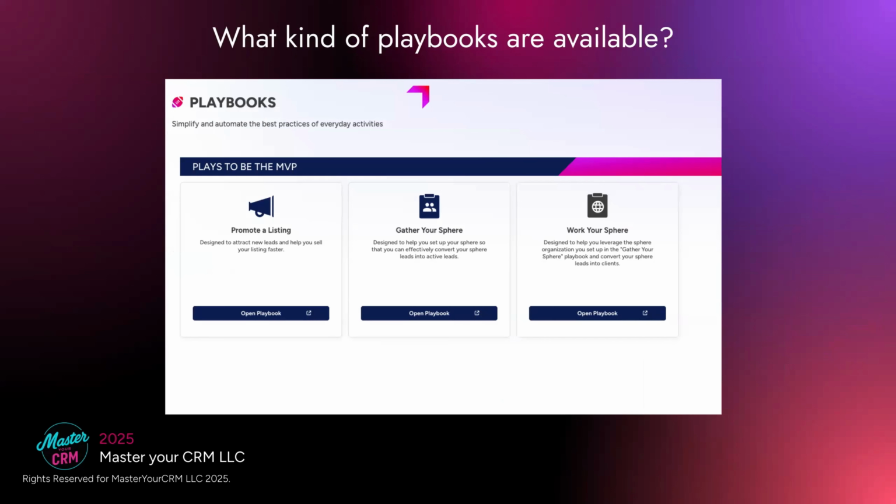And then let's talk about the 3 different types of playbooks that BoldTrail has in place for you. So we have Promote a Listing, which is why I said it's nice if you have a listing. Gather your sphere contacts, which is that CSV file I was talking about. So if you haven't imported your contacts, you can use this to do that. Or if you have contacts in there, you can work your sphere of contacts with this Work Your Sphere playbook.